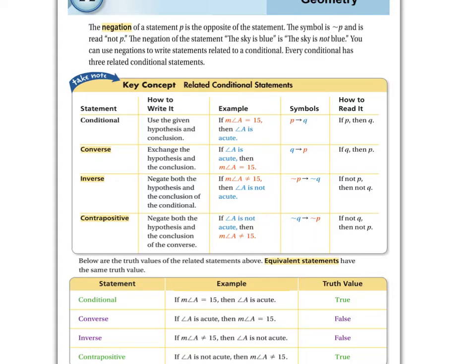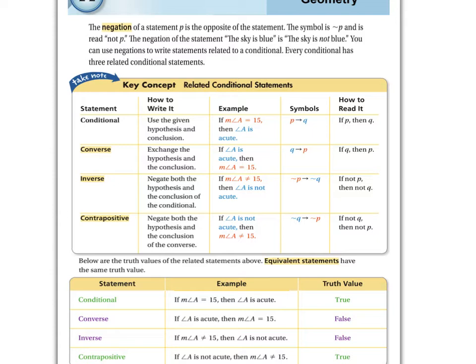You can use negations to write statements related to a conditional. Every conditional has 3 related conditional statements. So we've talked about conditionals. Use the given hypothesis and conclusion. Here's an example. If the measure of angle A is equal to 15, then angle A is acute. That'd be the conditional. The hypothesis is angle A is 15. The conclusion is angle A is acute. If P, then Q, that's what that means. That's how to read that.